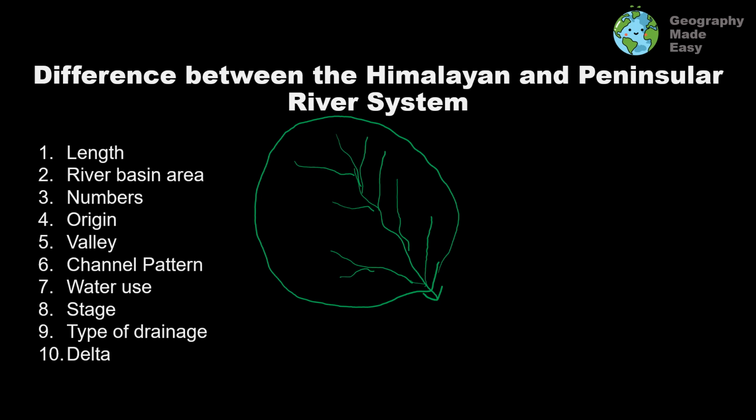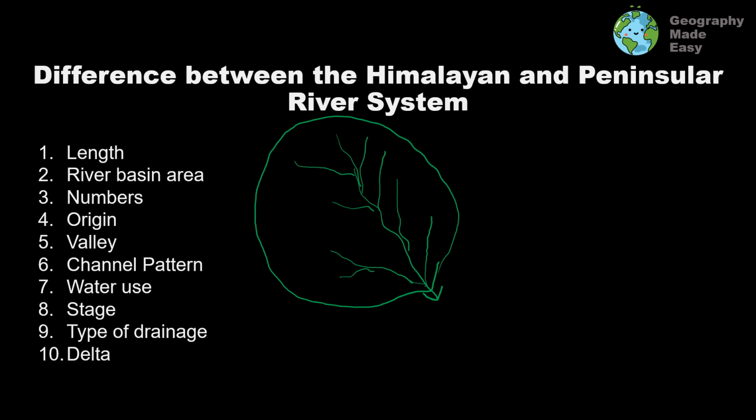Numbers. Himalayan rivers are larger in numbers. They have many small tributaries and distributaries in case of the Ganga and Brahmaputra rivers also. So numbers in case of the Himalayan rivers are much more than in case of the peninsular plateau. Next is origin. The Himalayan rivers originate in snow-covered glaciers. So most of the origin for the Himalayan rivers is in the glacial part of the Himalayas. Compared to that, the peninsular plateau is completely rain-fed.